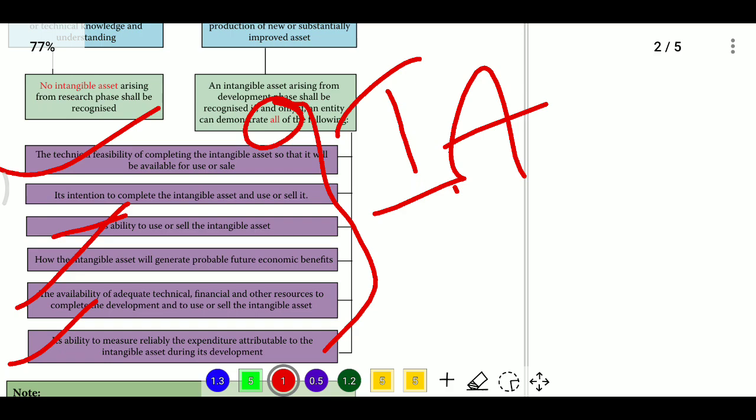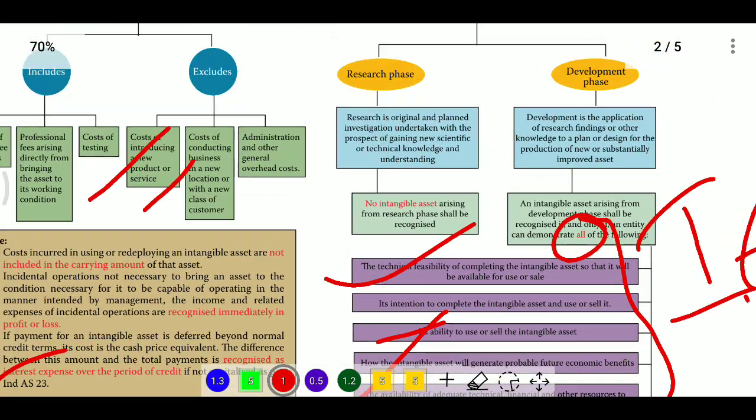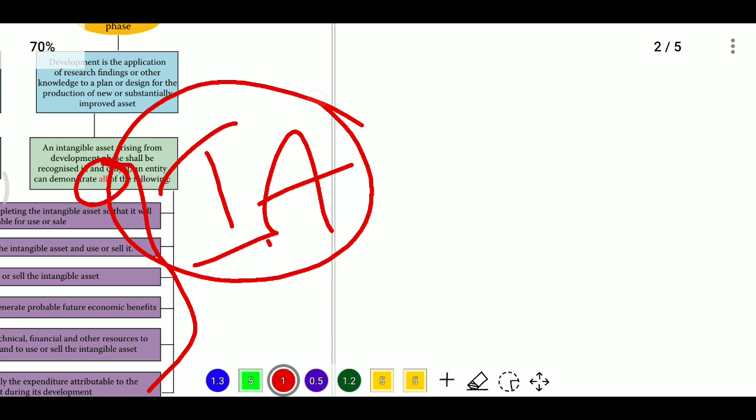Now if we are in the research phase, we need to account for it as expenses. For example, if we are acquiring a research project, like in business combinations where we are purchasing it, then it may be recognized as an intangible asset.